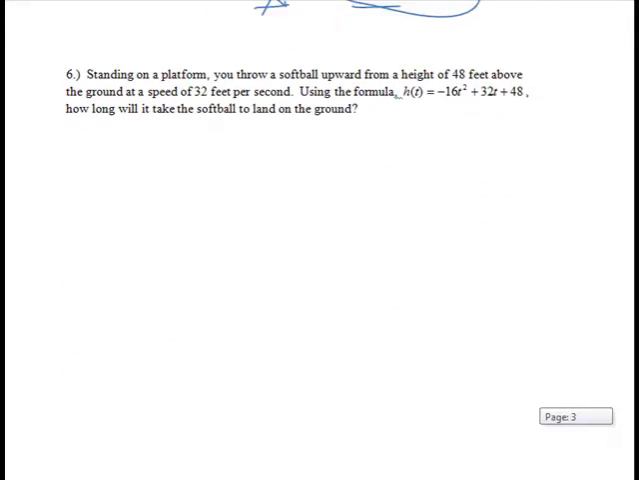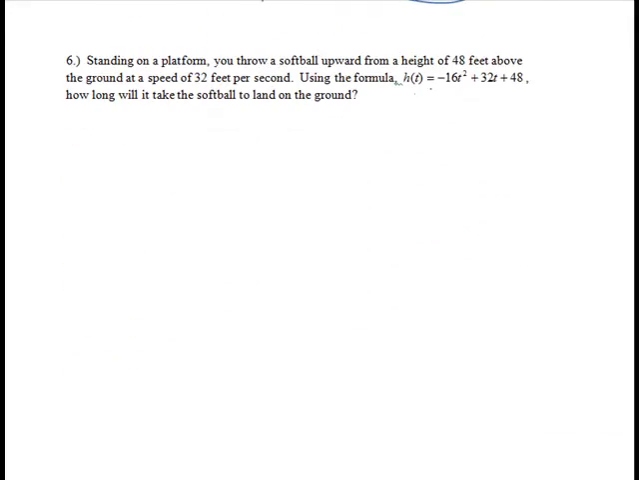Similar problem, example 6. We have this function here, where a softball is thrown upward from an initial height of 48 feet. So basically, if we sketch that out, we have the ground, we have a platform that's 48 feet high, a softball is thrown up, and it's going to eventually come back down and hit the ground. Once again, we're asked to see how long it takes for it to land on the ground.